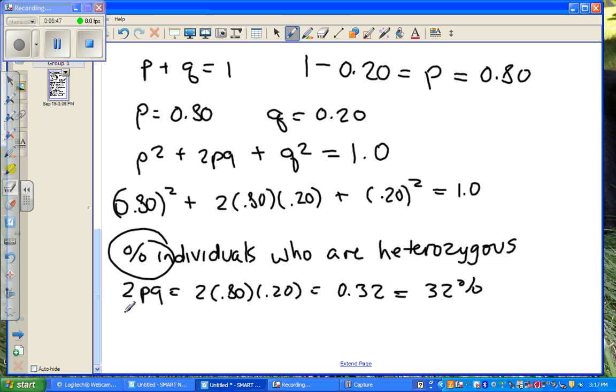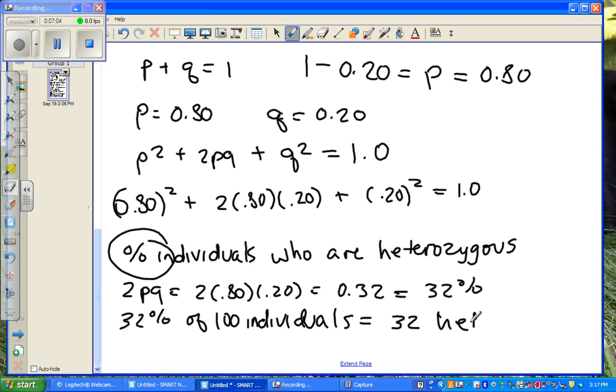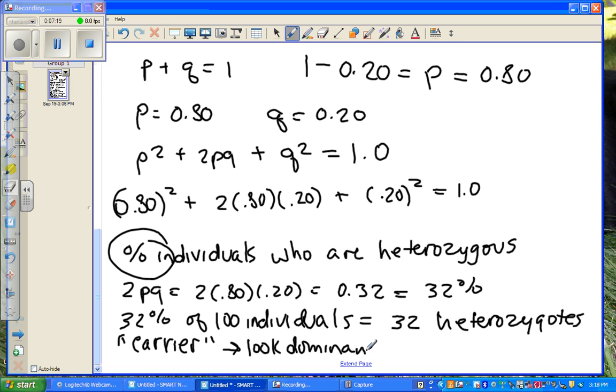So if your population is 100 individuals, then you'd have 32 individuals that are heterozygotes. Another word for heterozygote is carrier, because they look dominant, but have a recessive allele.